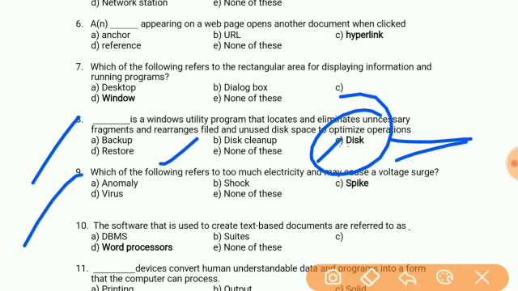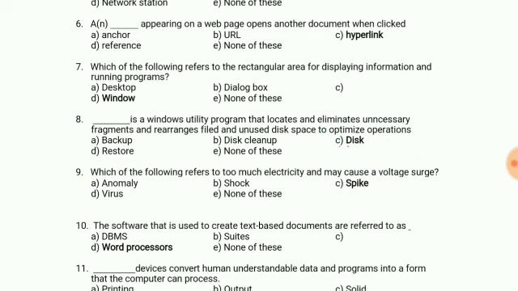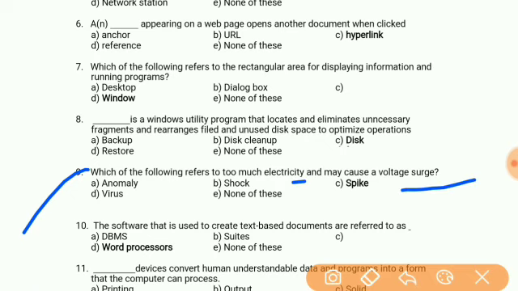Then which of the following refers to too much electricity and may cause a voltage surge? That is spike. It refers to too much electricity and may cause a voltage surge.